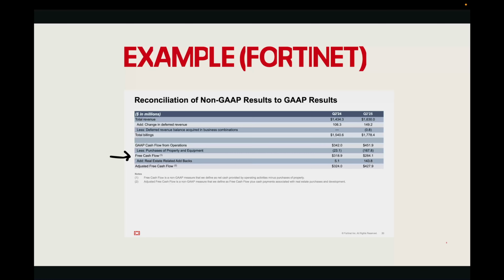So you can see the GAAP cash flow from operations, which came in at $451.9 million, right? And the amount that is spent on capex, and in this case, it was used for the purchase of property and equipment, came in at $167.8 million, right? So when you subtract that from the GAAP cash flow from operations, you can see that it comes to $284 million, okay? So that's from a very high level. That is how free cash flow is generated.